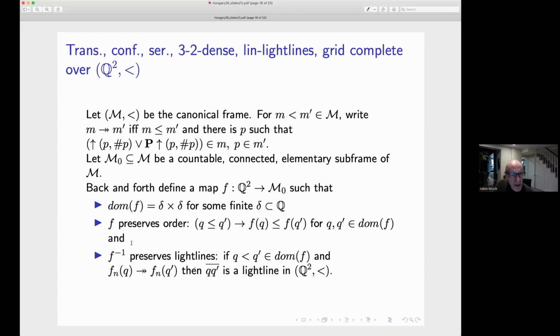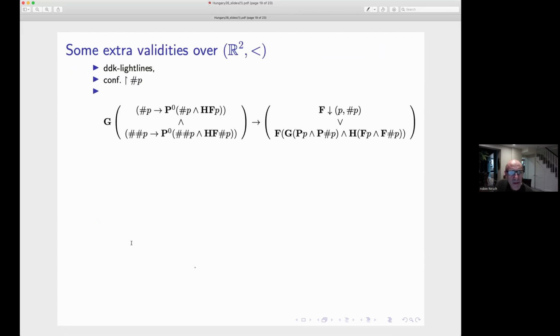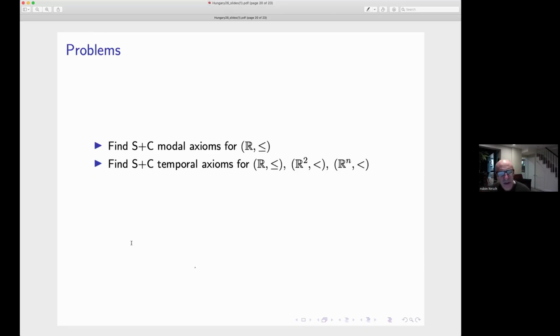I won't even talk about that at all, but I want to jump ahead to some problems. I want to raise these problems because they are incomplete. And if anybody is at all interested in discussing this further, I ask them to email me and we can talk about these in more detail. First of all, find some sound and complete modal axioms just for the reflexive reals. It ought to be easy. This should have been done long ago, but I haven't found it. Maybe somebody knows a result here.